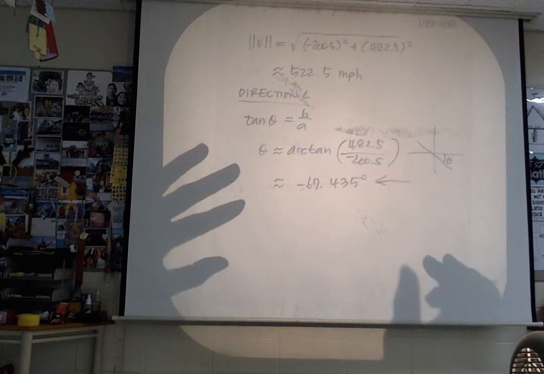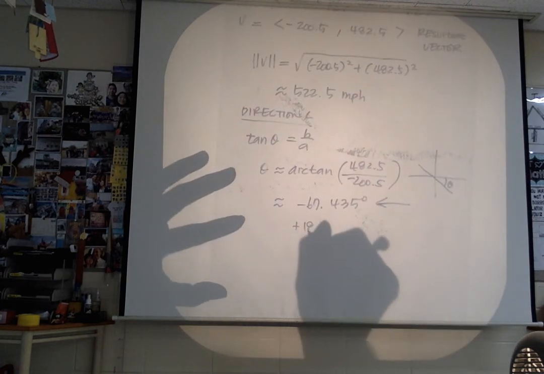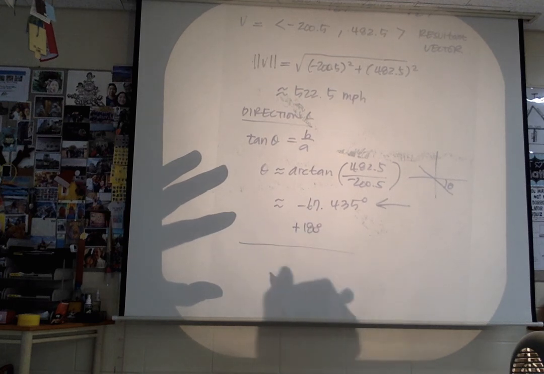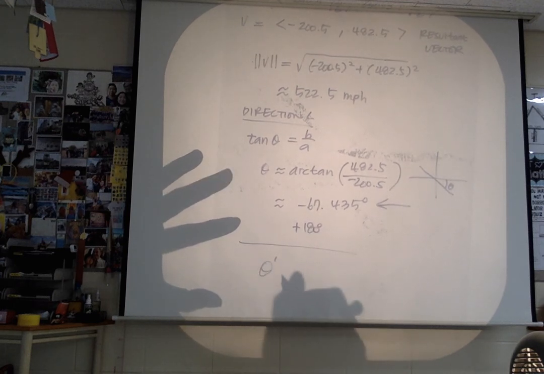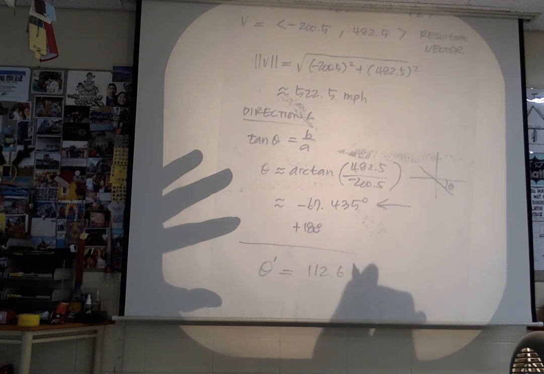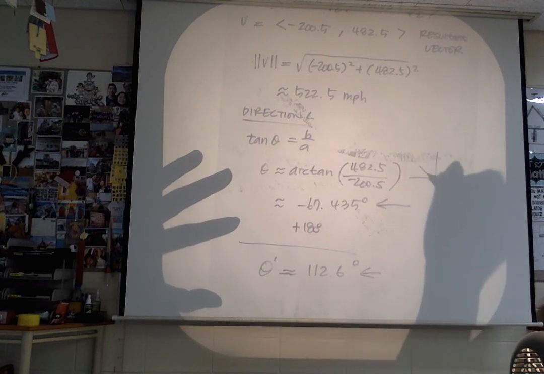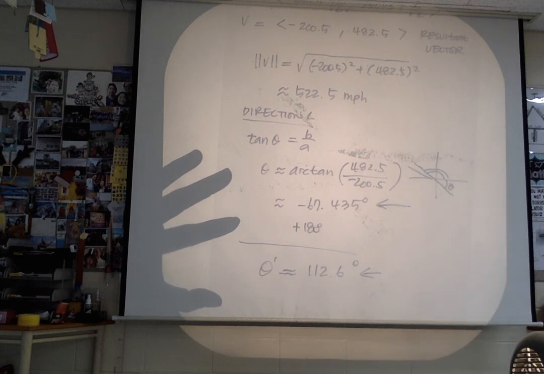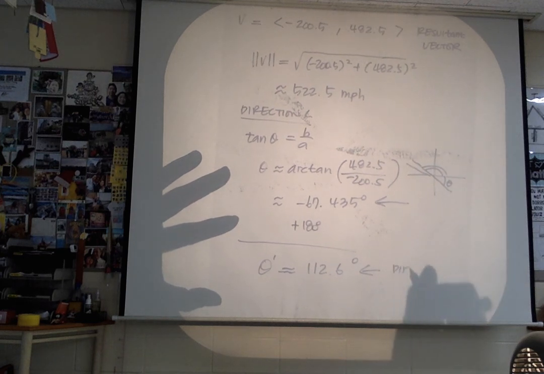Okay, so now let's go back. So what are you going to do? You're going to add 180 degrees to this, and you get theta, our direction angle, which is actually 112.6 degrees. Our direction angle is this right here. That's what we're looking for, because the plane used to be here but now it's here. Remember the picture? That's our direction angle.